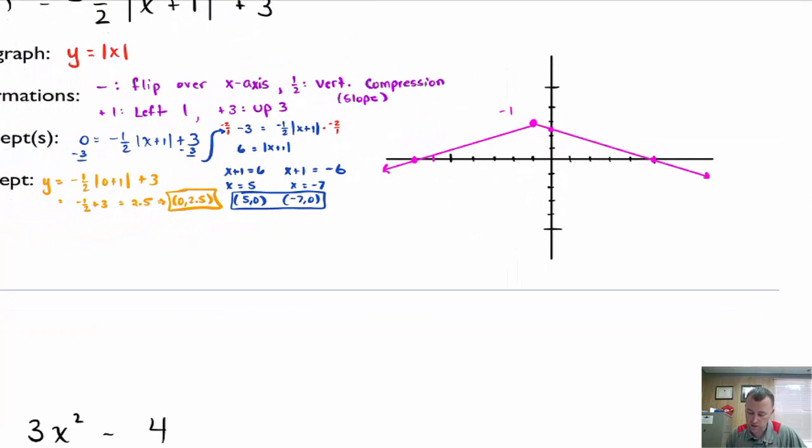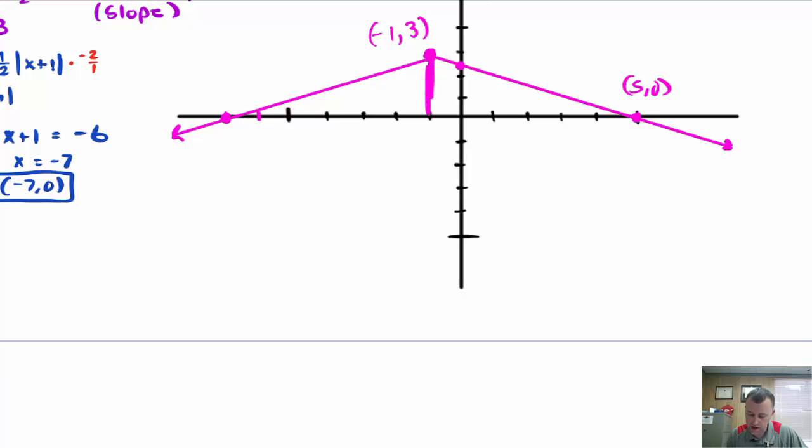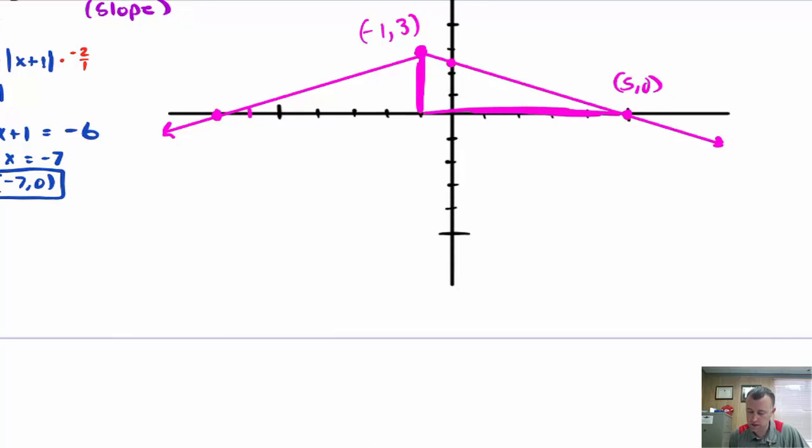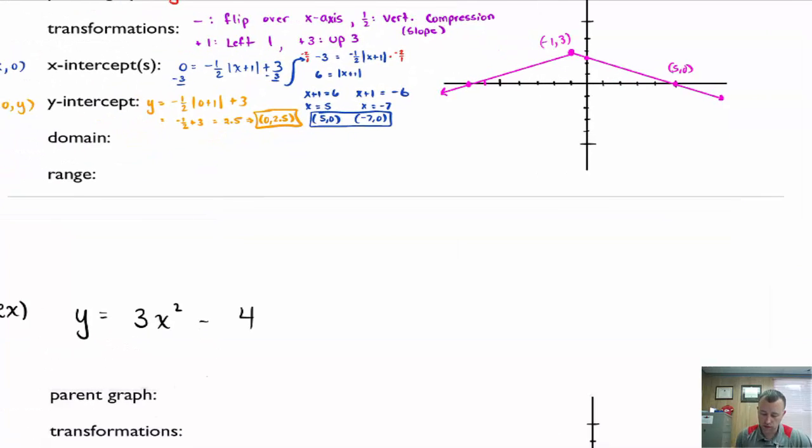So I have this negative 1, 3, and I'll use this 5, 0, and just double check the rise and the run. So I go down 3 and right 6. Negative 3 over 6, that works. So I'm good there, and it looks like I'm going left 6 as well. So I'm going down 3, left 6. So it's 1/2 either way you look at it. So my slope is good. So everything's fitting just fine.